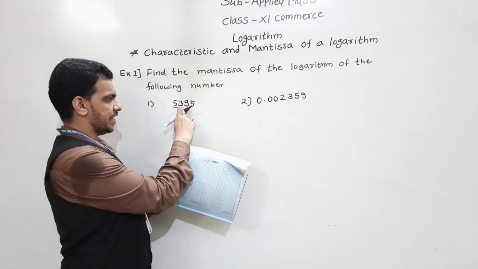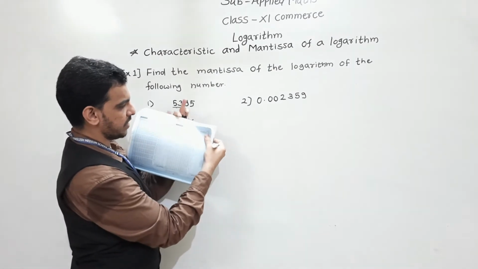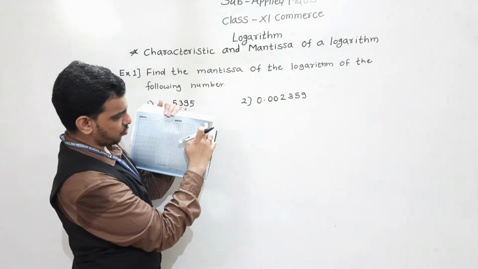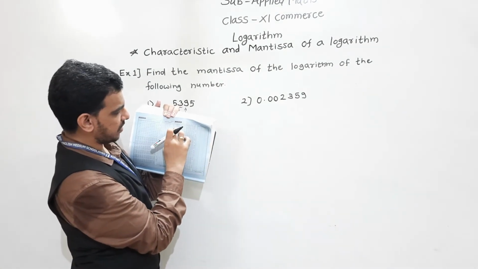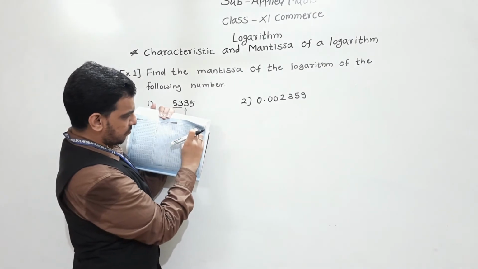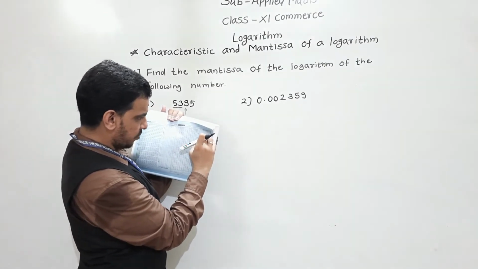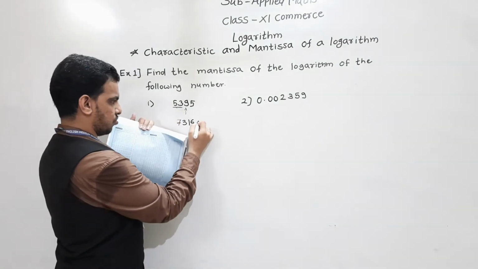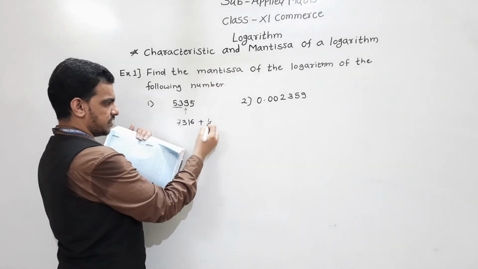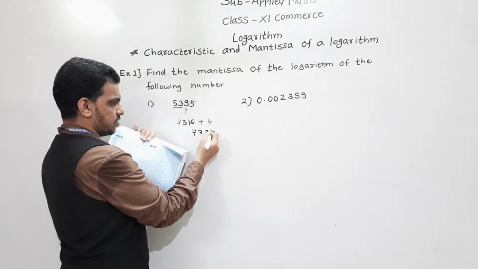After this 9, 5 is there. In the mean differences column, in the row 53, if we observe below the heading 5, that number is 4. So we have to add 4 to this number. So 7316 plus 4 is 7320.